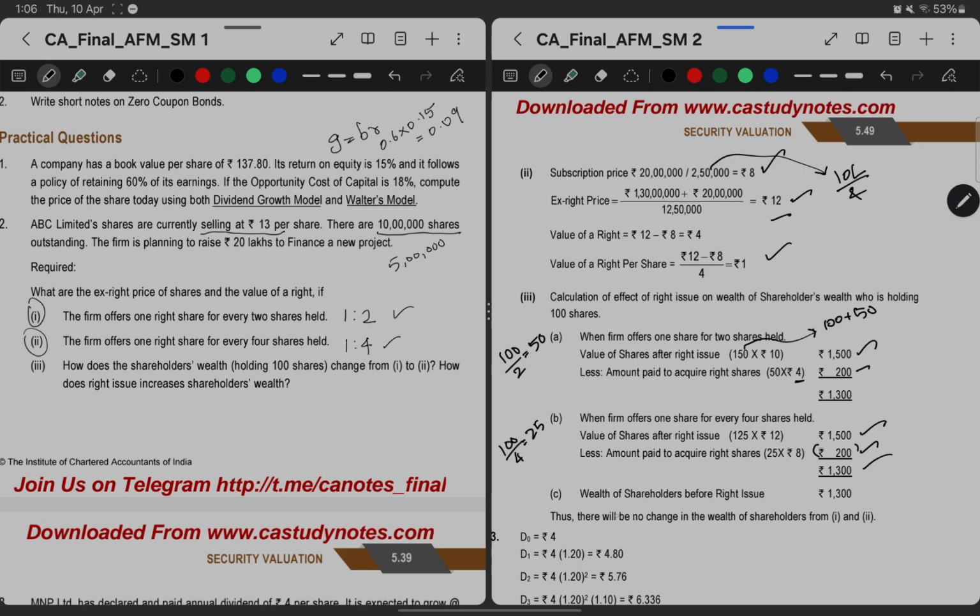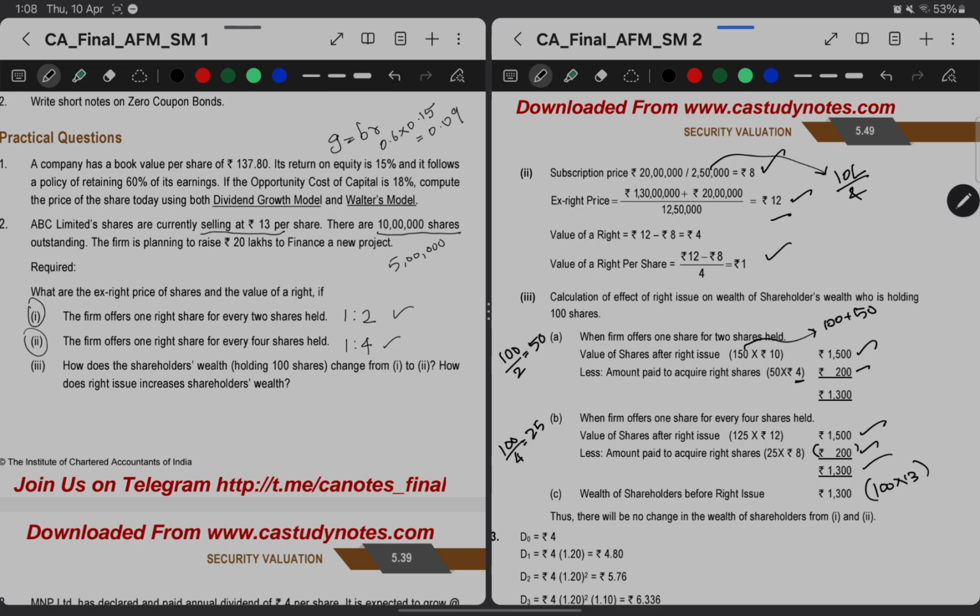And even the wealth of the shareholders before the rights issue also will be 100 into 13 rupees, which is 1300. So in all the three cases, the value of the wealth of the shareholders is not changing. Thus there will be no change in the wealth of shareholders from 1 and 2, and even before the issue of the right shares also.